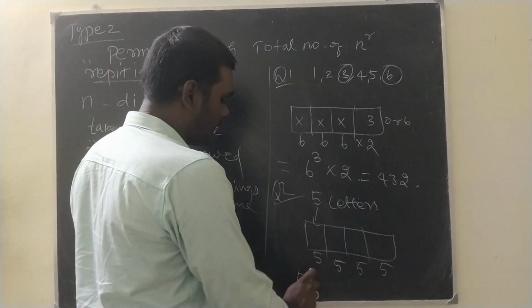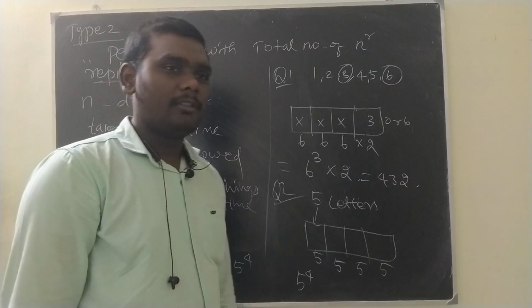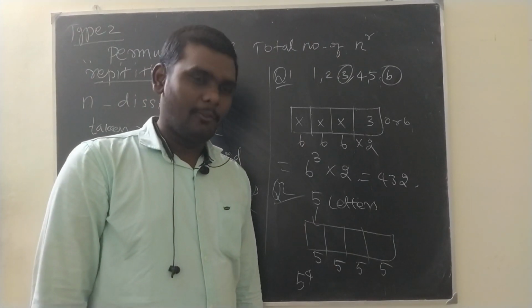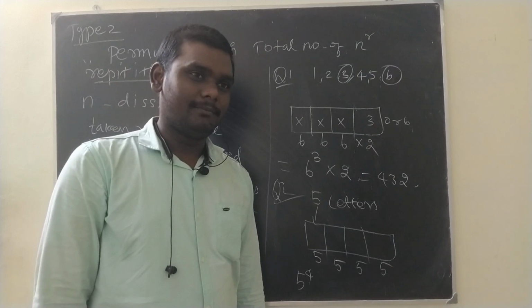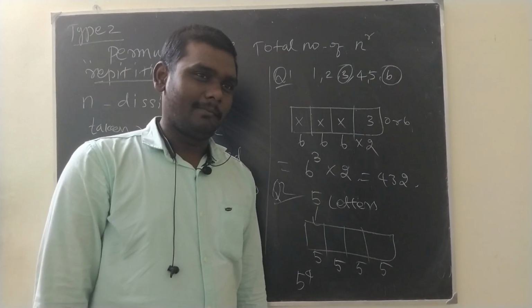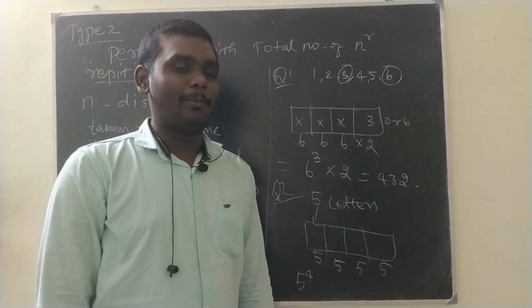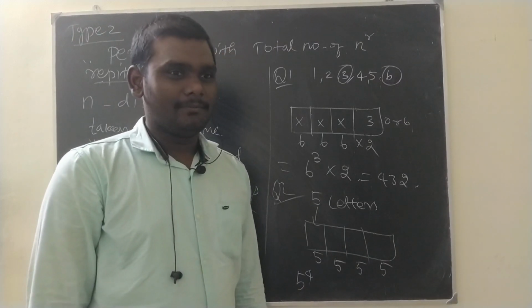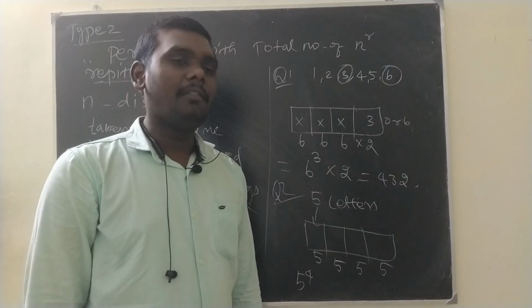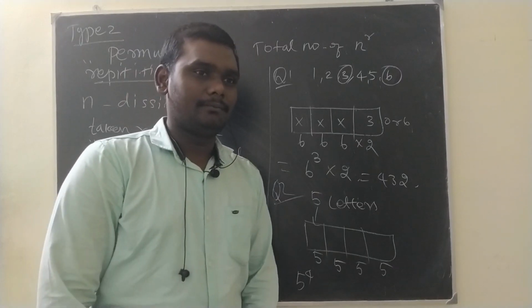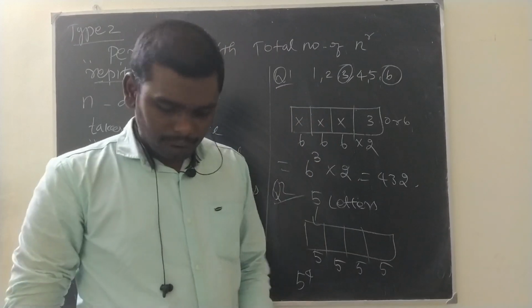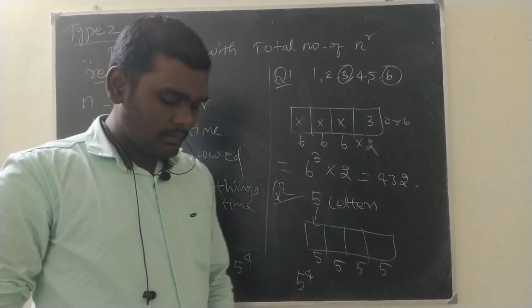So the total number of ways the letters can be posted in the post boxes: 4 post boxes, 5 letters. Okay, 5 power 4. 5 letters taken 4 at a time. Okay, next, third question.